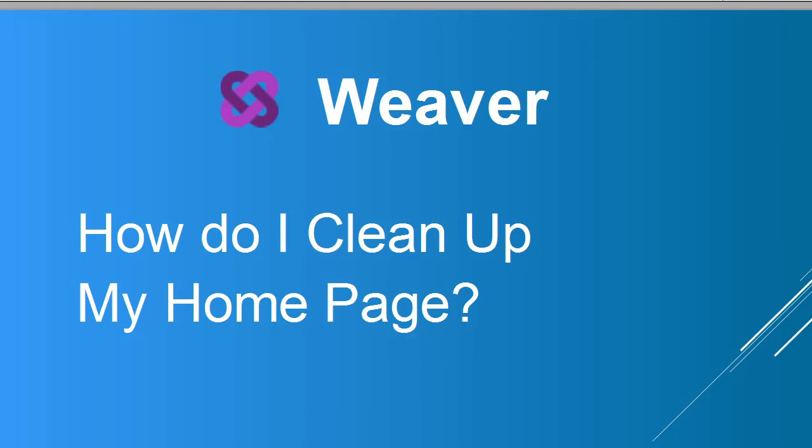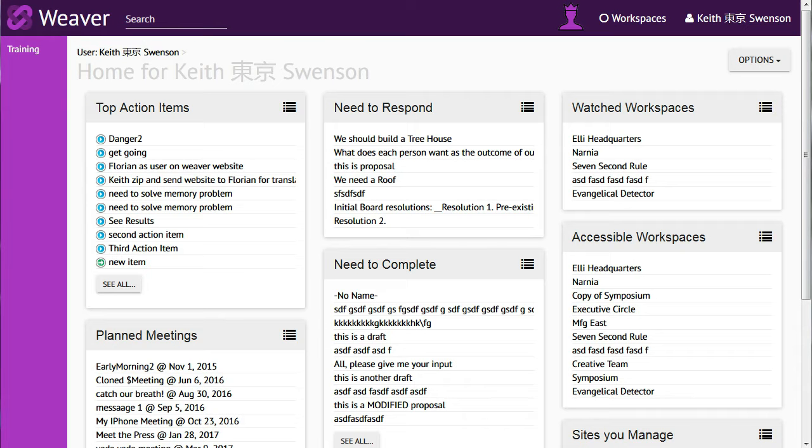So the question I get sometimes is, how do I clean up my home page? Let me show you an example. Okay, here's a home page of a test user. All the information on here is test information. It's not real information. But nevertheless, I've got a home page that's rather filled up. I've got all these things on here. What do I do about them?